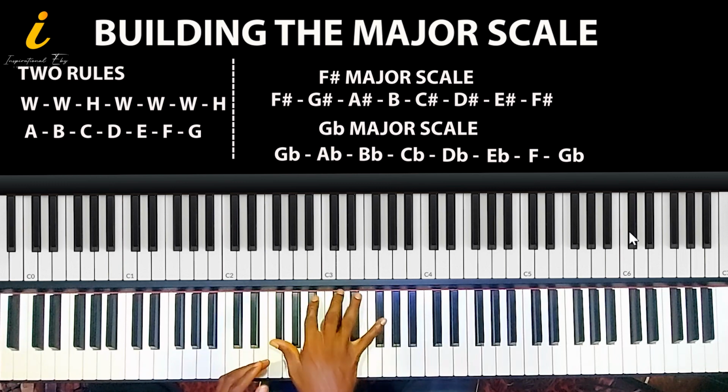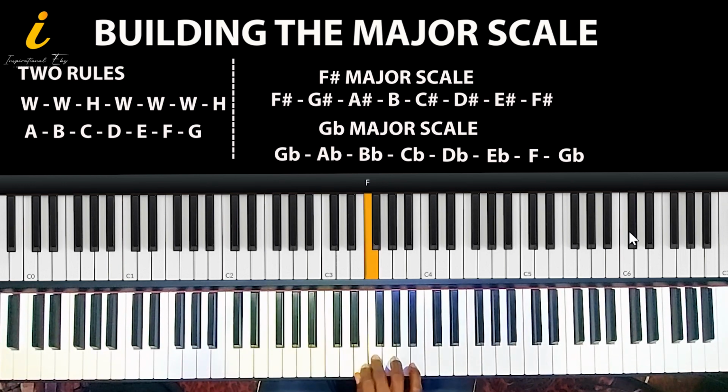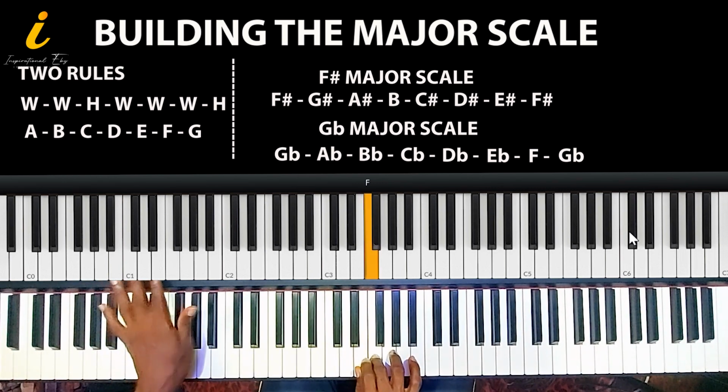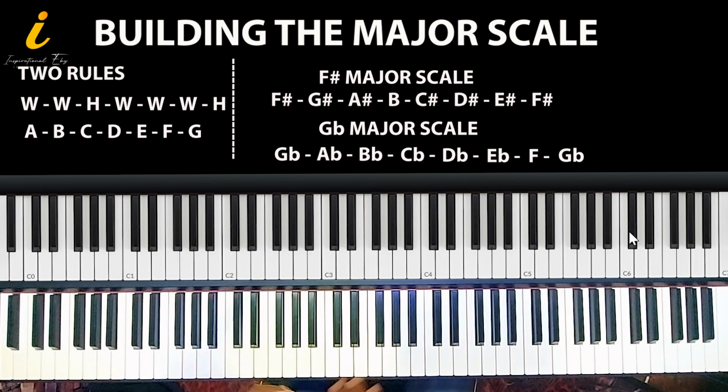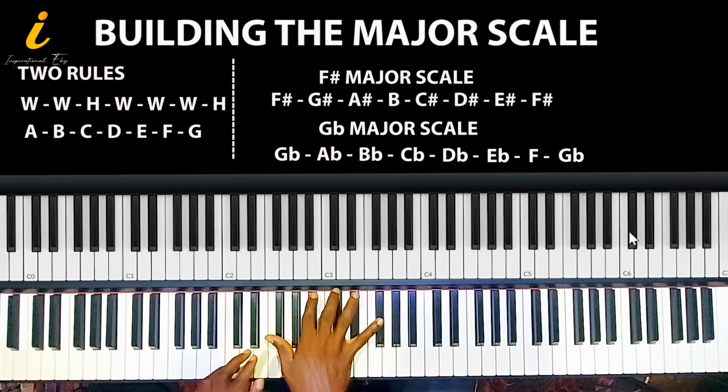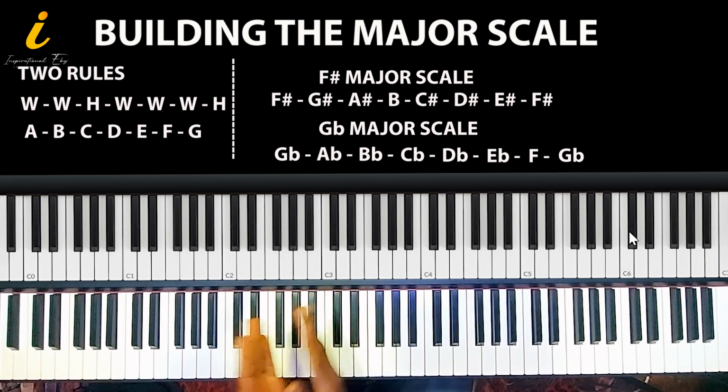So you can't call this F sharp and you're telling me that this is F. That would be wrong. So based on the two rules, depending on the key which you are in, you've got to use the appropriate notes, right? So what do you notice there? You notice that we have two different scales producing the same sound.